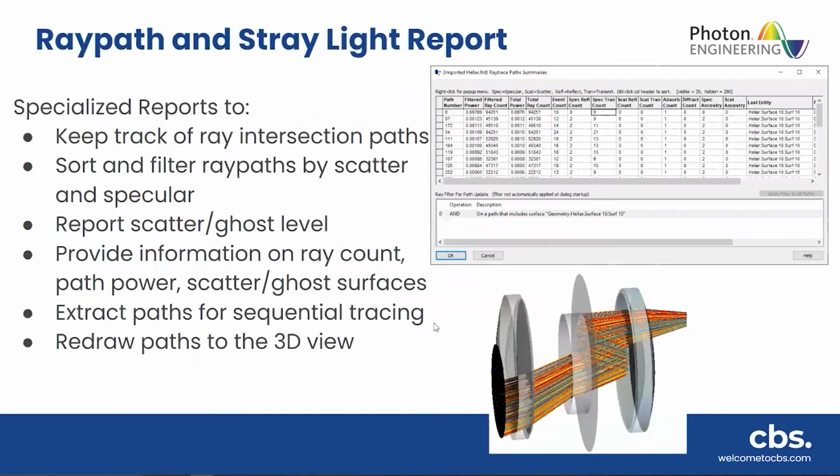Once the ray tracing is done, we also have some very nice tools to analyze what's happened within our optical simulation. So the Raypath and Straylight reports are specialized reports that help us to keep track of all of our rays, the intersection paths they took, the objects they hit, whether they were split, whether they were scattered. And essentially we can report on various different bits of data which are very interesting to us, and we can extract all of the information that we need. From those two reports, we can also extract paths, and we can redraw those paths in the 3D view. So as shown here in this screenshot, a path has been redrawn that shows a ghost between a couple of different lenses. Okay, so we're now going to switch to Fred and show some of these things being used.